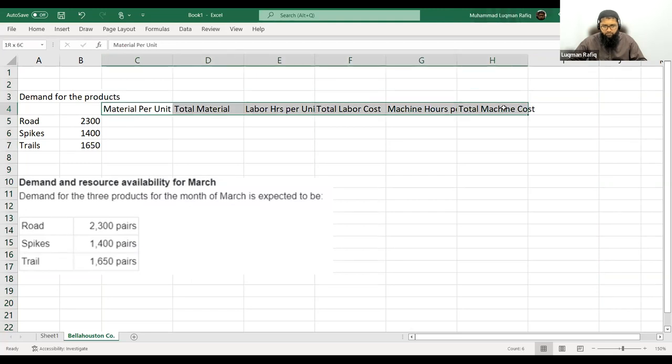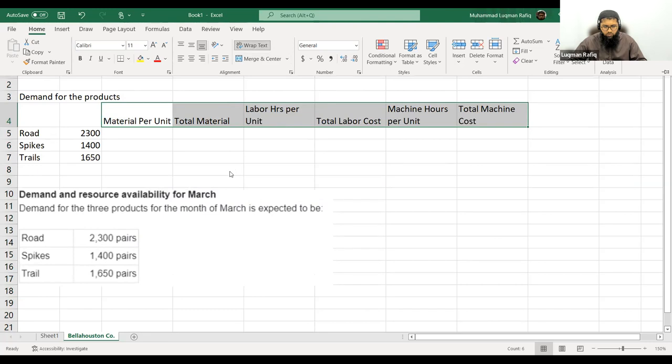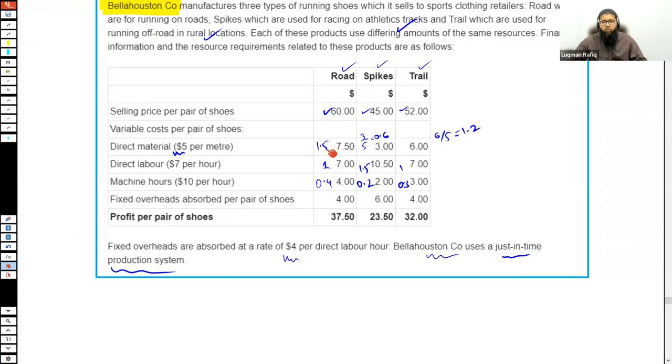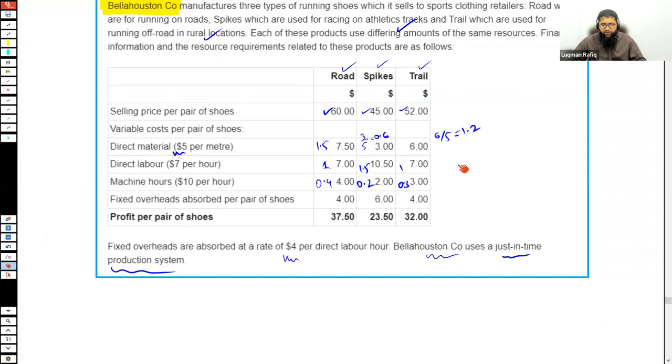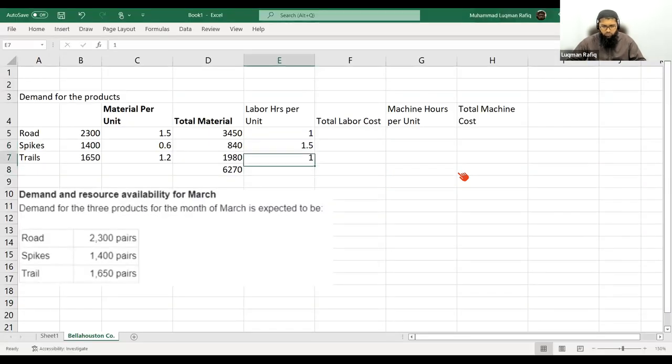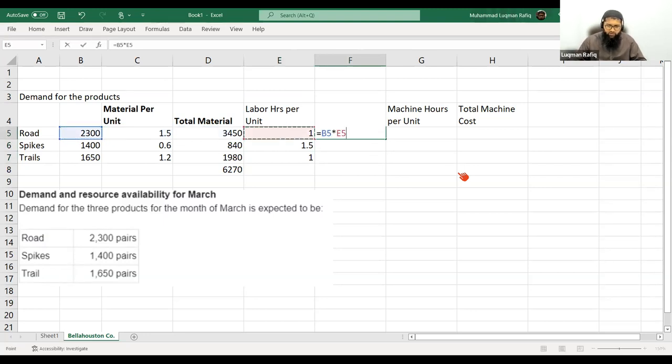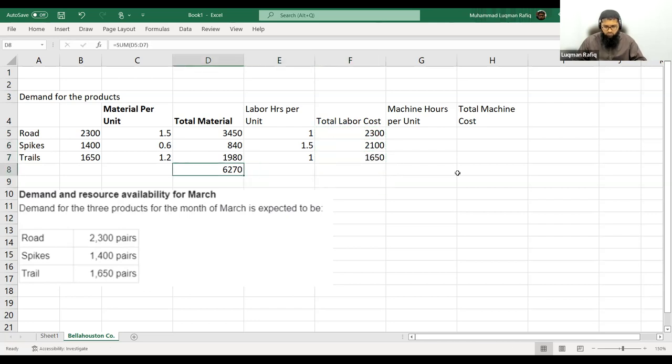Now, how would we go about it? So we've got material per unit 1.5, 0.6 and 1.2. So this is what is there with respect to total material. For the labor hours, it's 1.5, 1. So the total labor hours are going to be this into this. This is what the total labor hours is going to be.